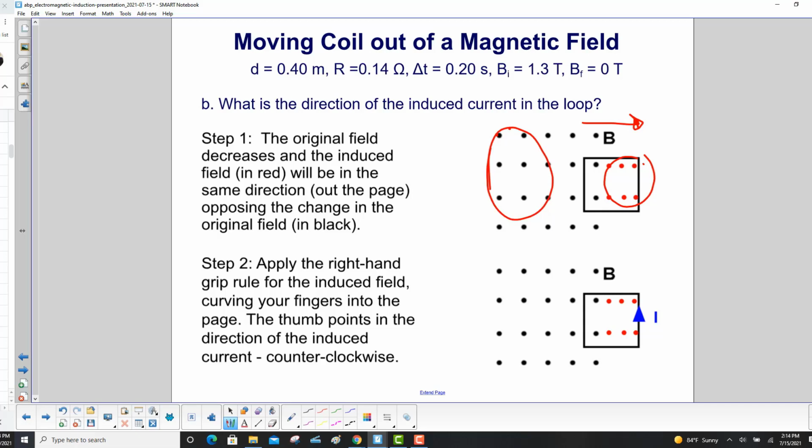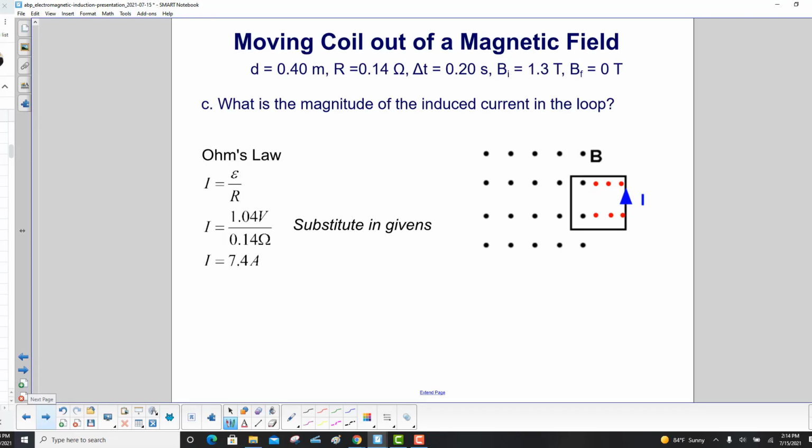Now apply the right-hand grip rule, where you're going to grab the right side here, and you want your fingers here out of the page. It's hard, I can't really draw this too well, but picture these fingers coming out of the page in the same direction as the magnetic field. Using your right hand, your thumb should be in this direction, which shows that the induced current is going counterclockwise. What is the magnitude of the induced current in the loop?